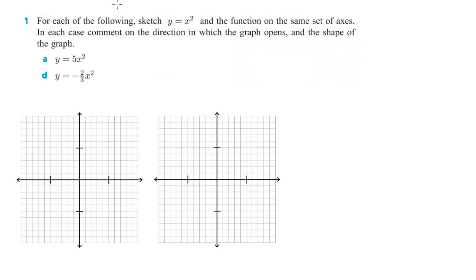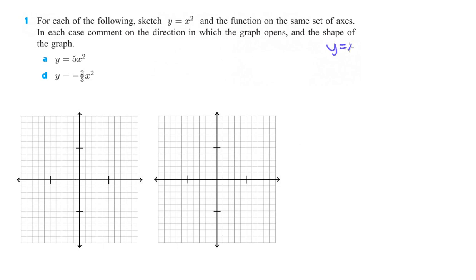I'm going to take you through some of the problems on the 6D assignment. Okay, number one, for each of the following, sketch y equals x squared and the function on the same set of axes. In each case, comment on the direction in which the graph opens and the shape of the graph. So, y equals x squared.